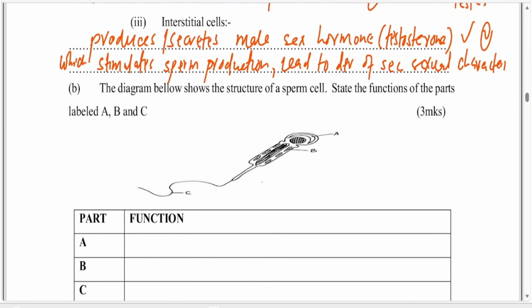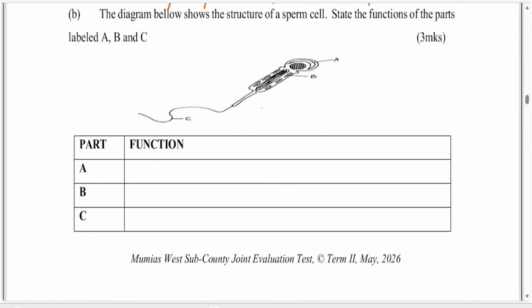Part B of the question. The diagram below shows the structure of a sperm cell. State the functions of the parts labeled A, B, and C. Let's begin by labeling these parts. We have A, which we call the acrosome. We have B, which we call the mitochondrion.